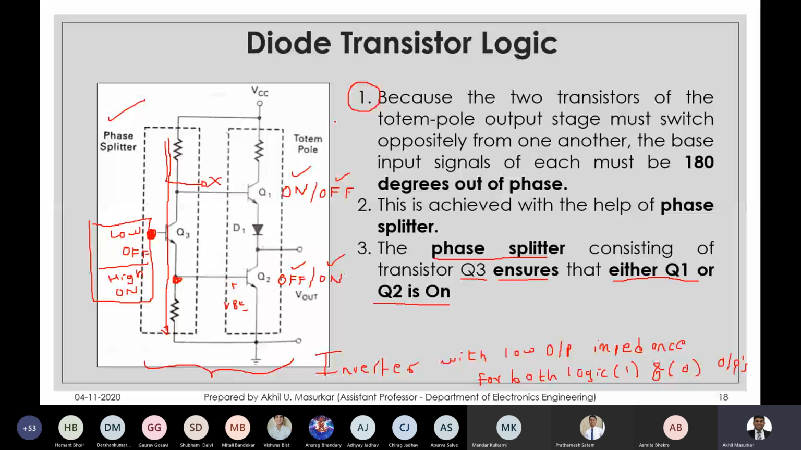That's it. If the base voltage of the transistor is low, then the transistor will turn off. If the base voltage of the transistor is high, then the transistor will turn on. The transistors that you are seeing in the circuit are NPN transistors, or NPN BJTs.